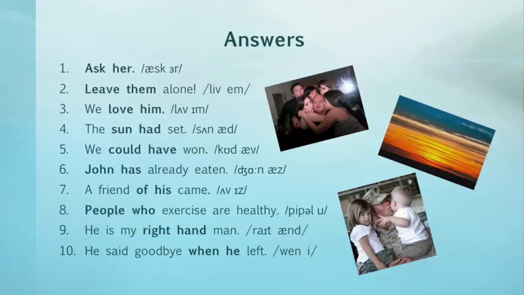Number 4. The sun had set. The sun had set. Number 5. We could have won. We could have won. Number 6. John has already eaten. John has already eaten. Number 7. A friend of his came. A friend of his came.